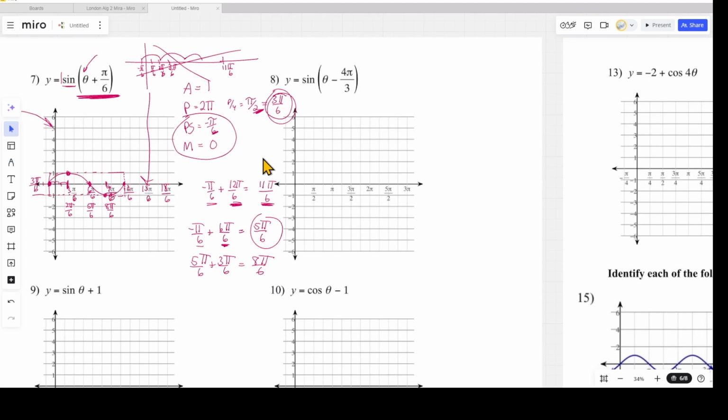Or maybe she did. All right, looks like we're going to have the same problem here because the phase shift is in a unit that's not shown on this graph. All right, let's try it.